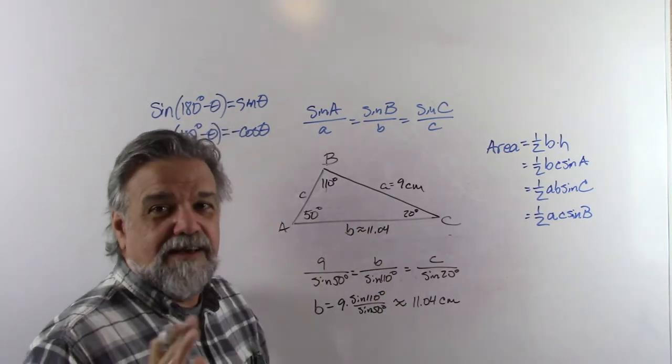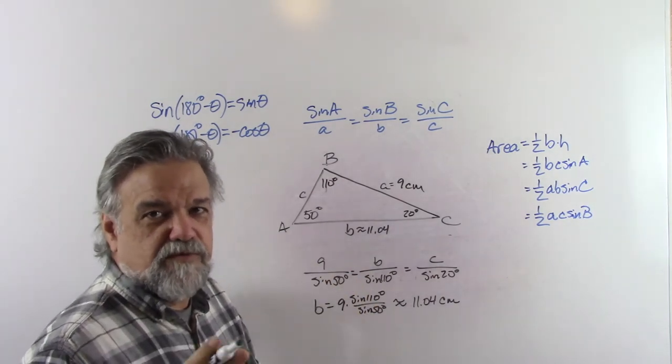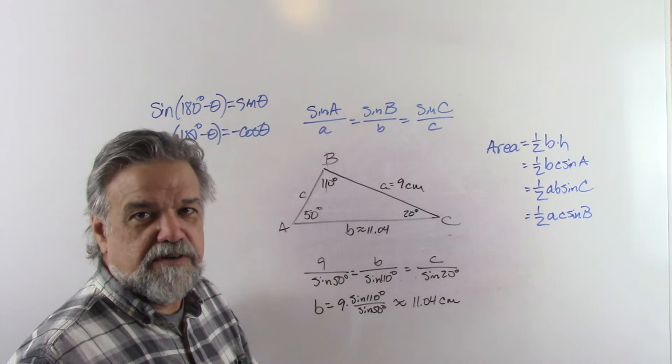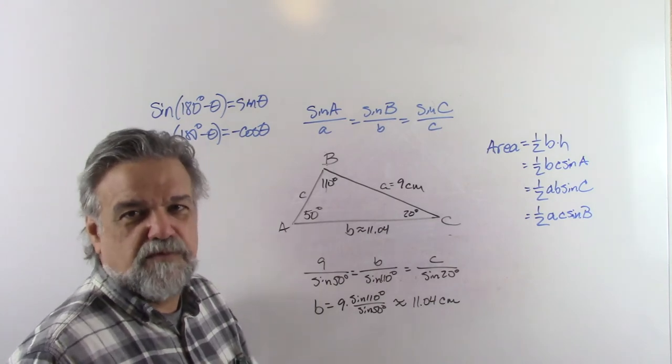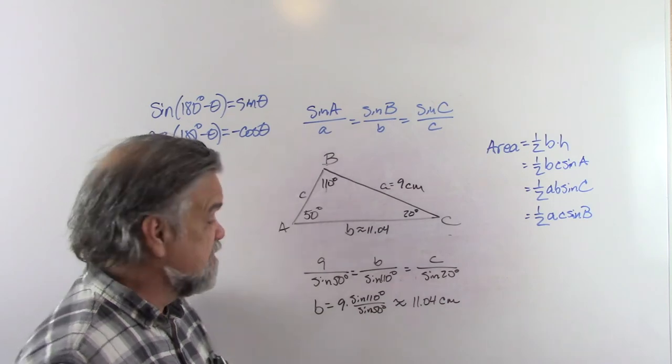And by the way, everything is going to be about. Almost all of our answers are going to turn out to be irrational numbers. So we're going to do some rounding. We do a lot of rounding when we're measuring triangles.